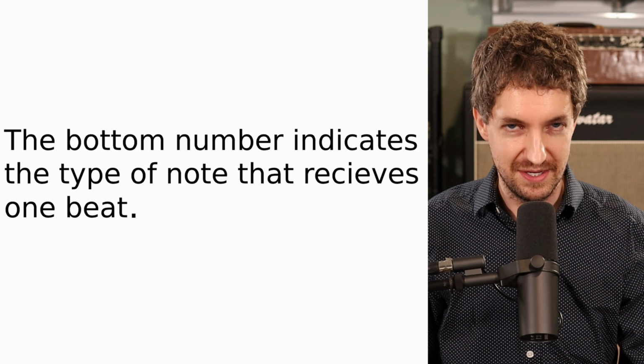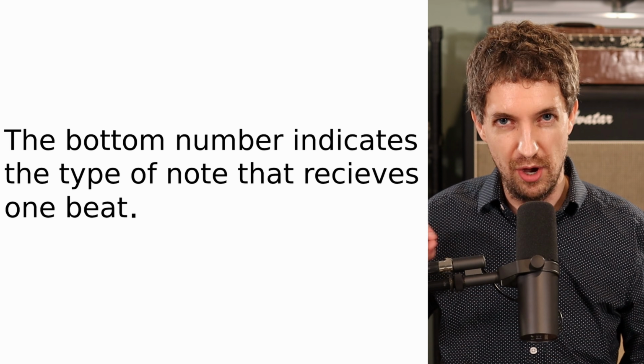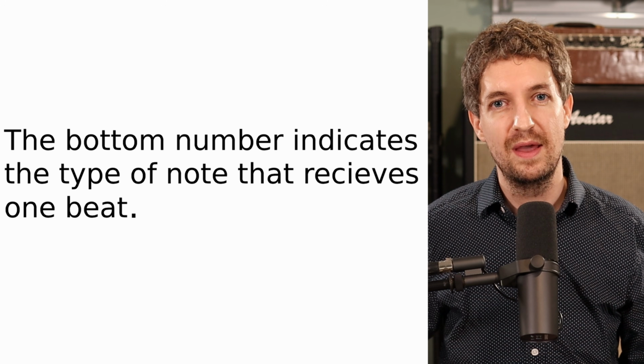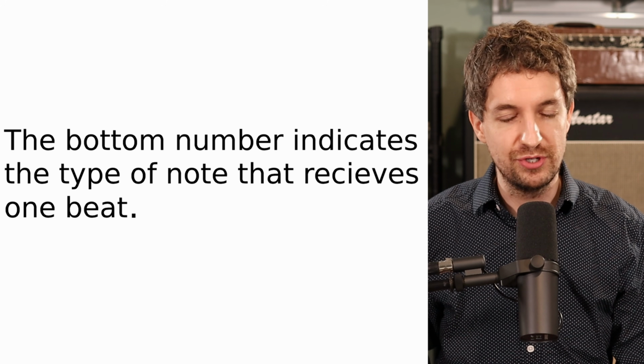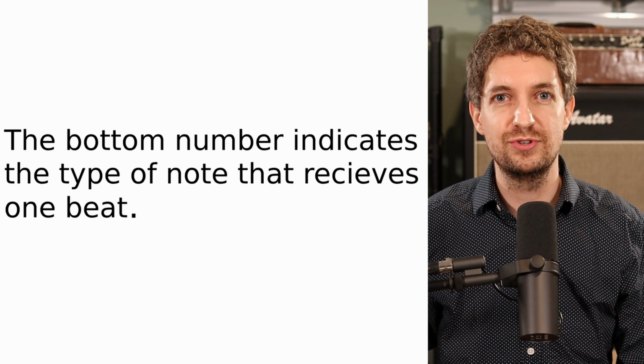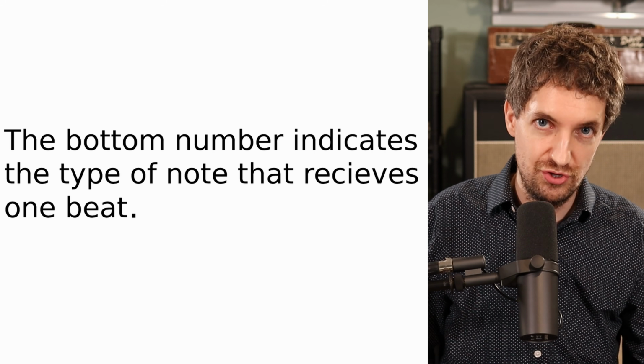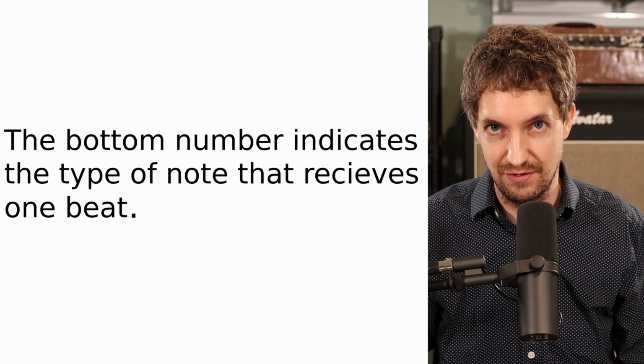Well, they're telling us that that is the note that gets one beat. So if there's a 4 on the bottom, a quarter note, that means that when we are tapping our foot to a song, when we are clapping along to a song, the pulse there is the quarter note. And if there's a 2 on the bottom, our pulse is the half note.